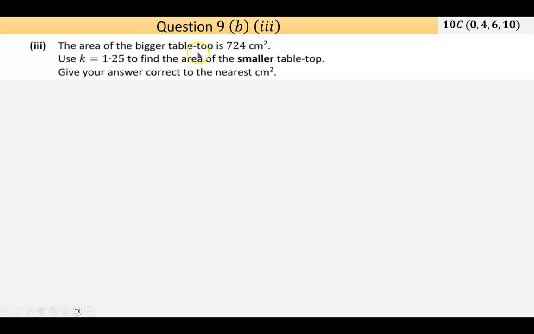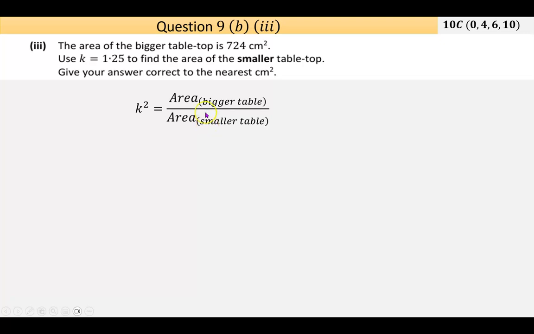The area of the bigger tabletop is 724 centimeters squared. Area units are always squared. Use K is equal to 1.25 to find the area of the smaller tabletop. Give your answer correct to the nearest centimeter squared. Okay. Now this formula is kind of different. It's K squared is equal to the area of the bigger table divided by the area of the smaller.